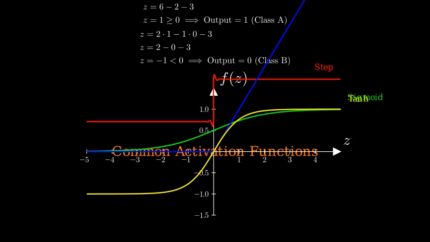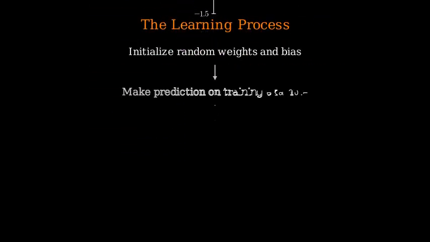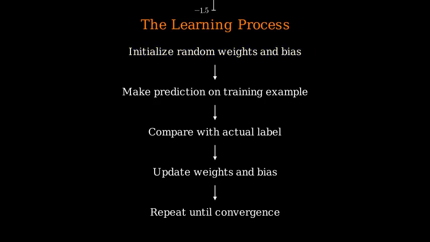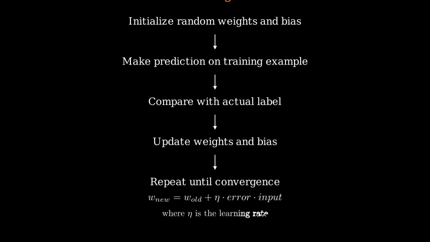Now, let's briefly discuss how a perceptron learns. Initially, the weights and bias are set to random values. During training, the perceptron makes predictions on training data and compares them to the actual labels. If there's an error, the weights and bias are adjusted to reduce the error. This process continues for many iterations until the perceptron makes accurate predictions or reaches a maximum number of iterations. For a simple perceptron, the weight update rule is W new equals W old plus learning rate times error times input.